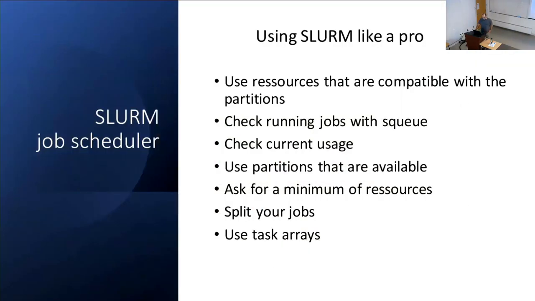So what I want to do here is tell you how to use Slurm better. First, you need to use resources that are compatible with the partition that you are asking for, or you could say that in the opposite direction. You need to use partitions that have enough resources for what you want to do. You can check that your jobs are running with the SQ or the S command that I showed you earlier if you have added those commands to your bash environment. You can check the current usage of the server, like I did also.